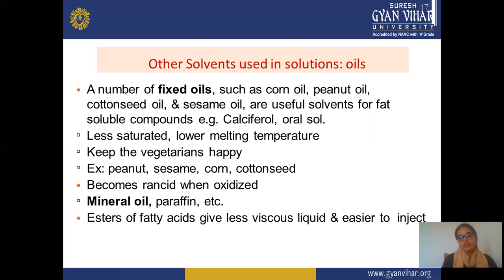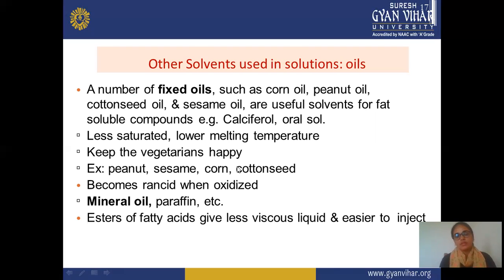And these oils are less saturated, have a lower melting point temperature and keep vegetarians happy, because these oils are obtained from vegetables or plants. So persons who are vegetarian in nature can also take this type of formulation. Examples are peanut oil, sesame oil, corn oil and cottonseed oil. They become rancid when oxidized. One disadvantage or drawback is that they easily become rancid or oxidized.